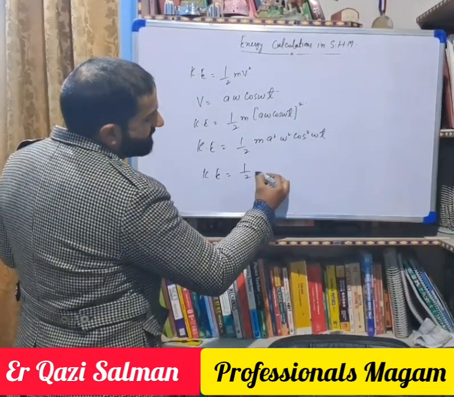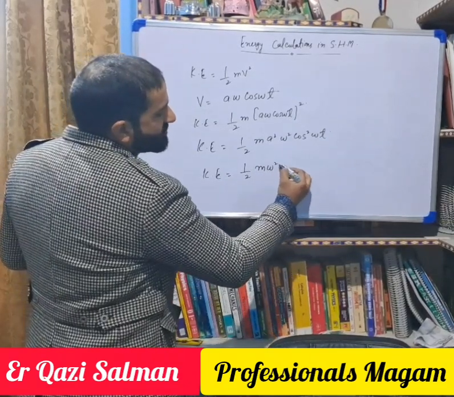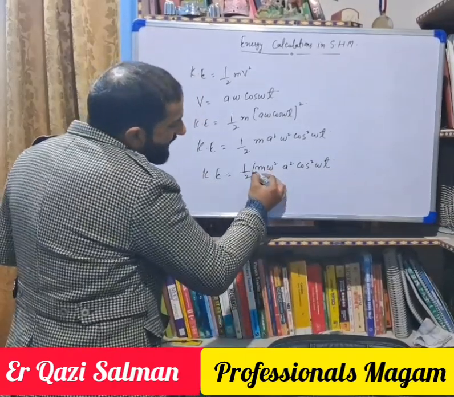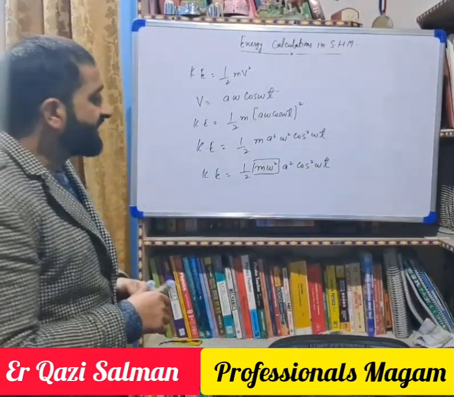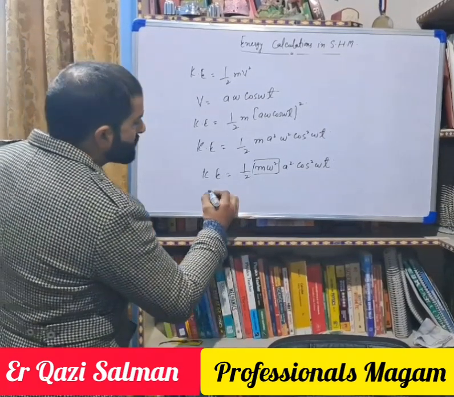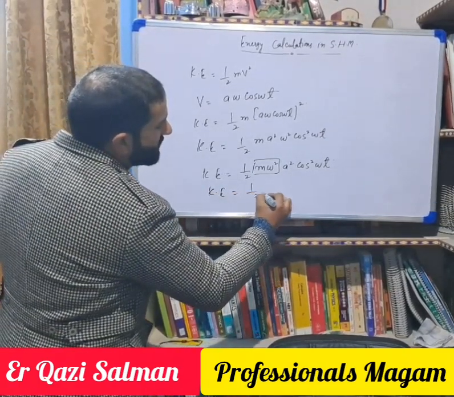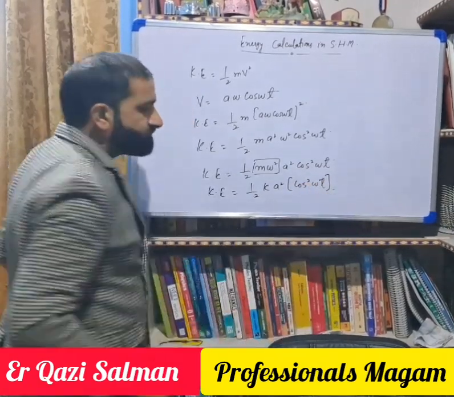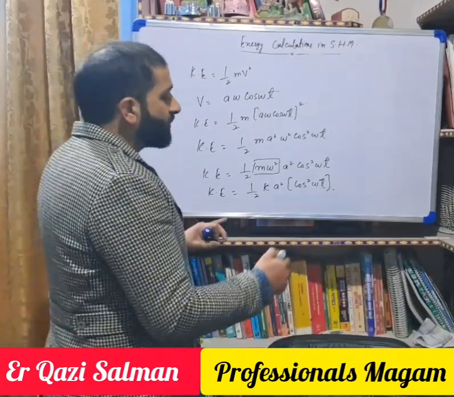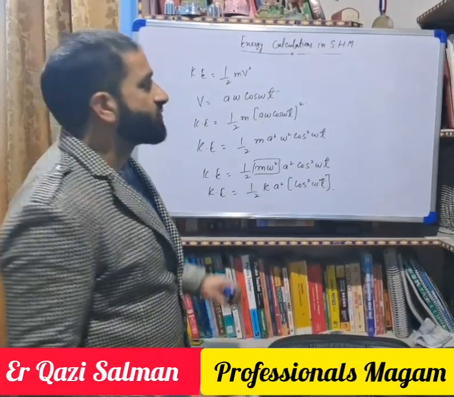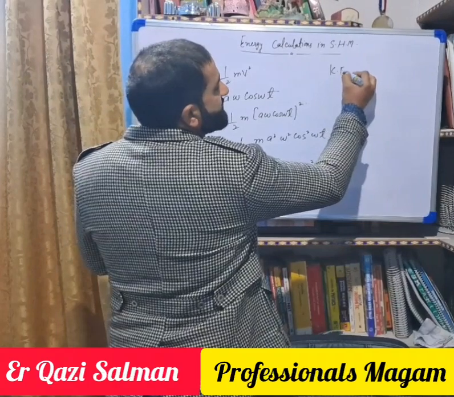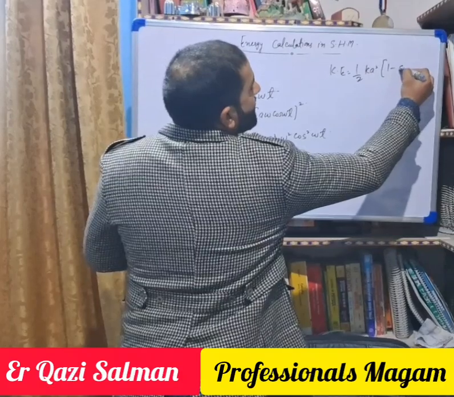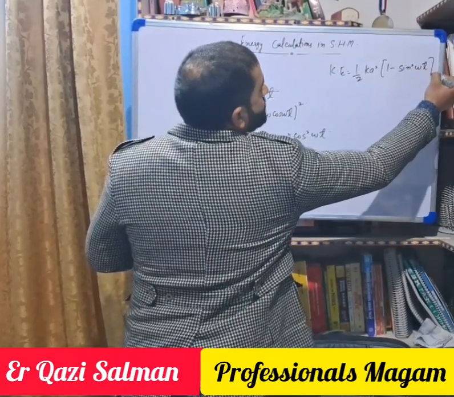Kinetic energy is equal to 1/2 m ω² A² cos² ωt. Now this mω², as already discussed in potential energy, is equal to the spring factor K. So kinetic energy is equal to 1/2 K A² cos² ωt. From the knowledge of trigonometry, we know that cos² ωt is 1 minus sin² ωt. So kinetic energy is equal to 1/2 K A² (1 − sin² ωt).